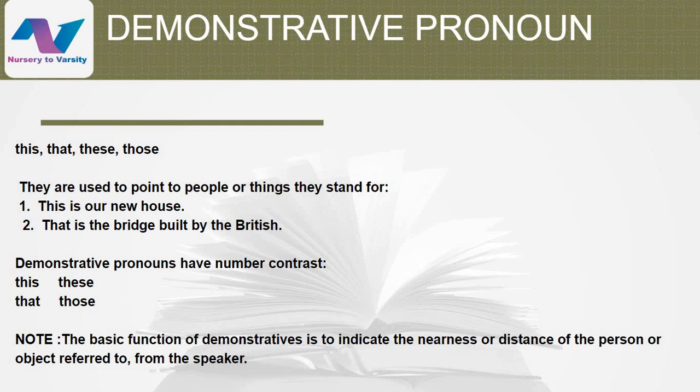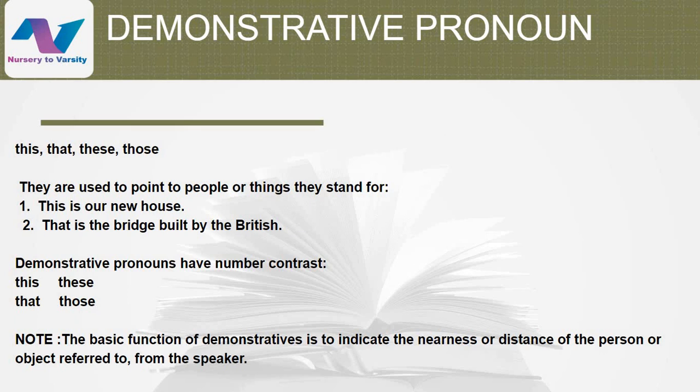Now the question arises, when to use what? For example, first one, this is our new house. This is pointing to a new house. To the second example, that is the bridge built by the British. So here we are using that. Now question arises, why? Because the basic function of demonstratives is to indicate the nearness.